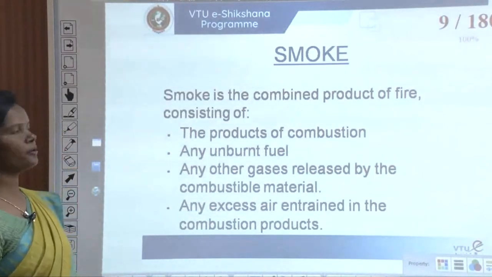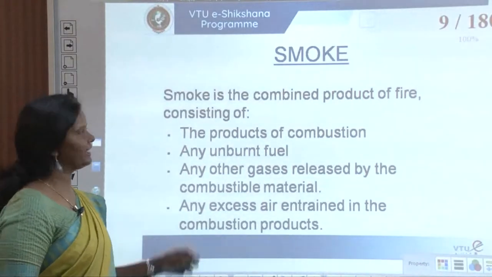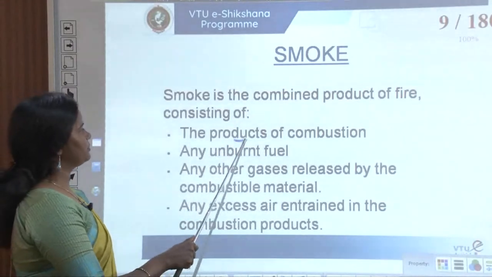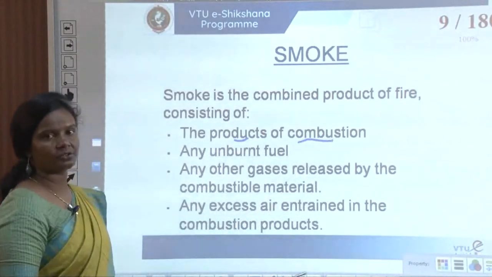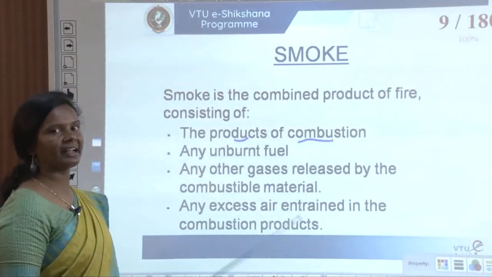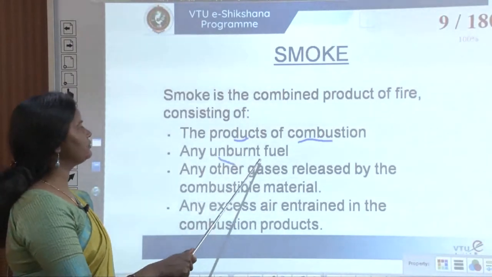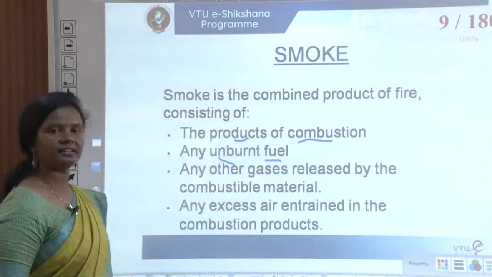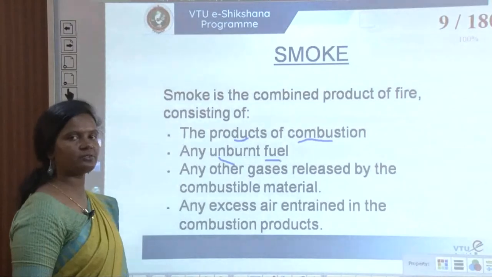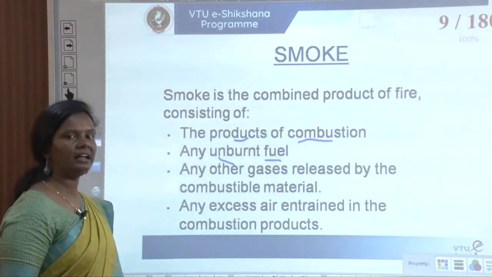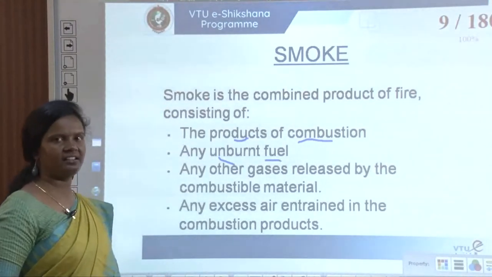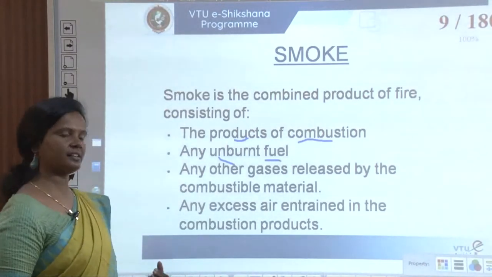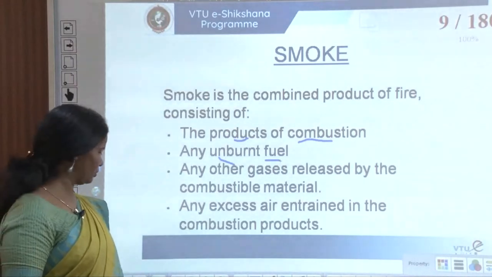The smoke is a combined product. How does smoke happen? It can happen in many ways. It is a combined product of the products of combustion, unburnt fuel remaining, any other gases released by the combustible material, and excess air entrained in the combustion products. The remaining air which is entrained in the products can also cause smoke.